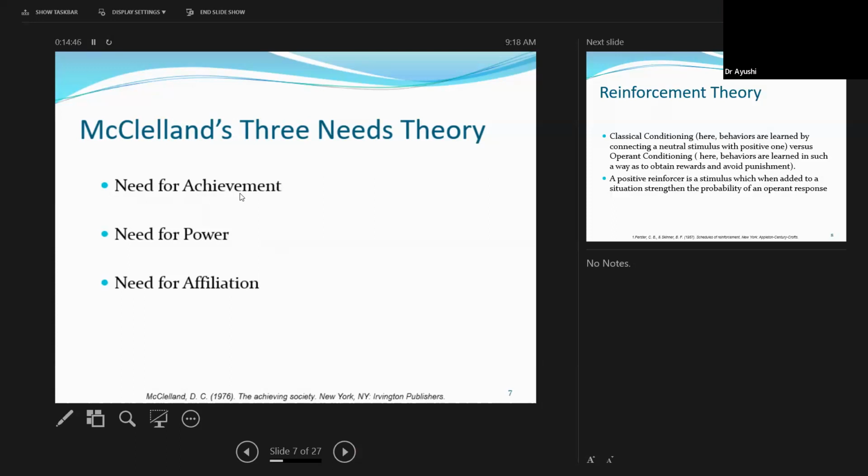And need for affiliation. Even if we have achieved something or we have the power, we definitely want somebody to give us affiliation for the work that we are doing or for the achievements that we have gained in our life so far.